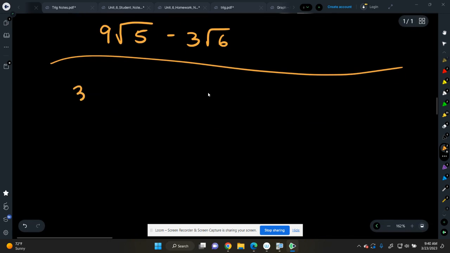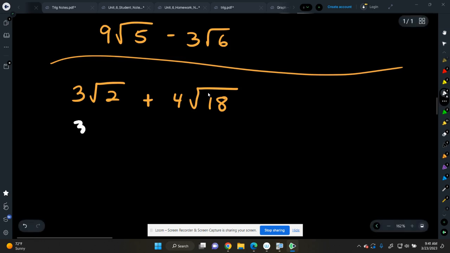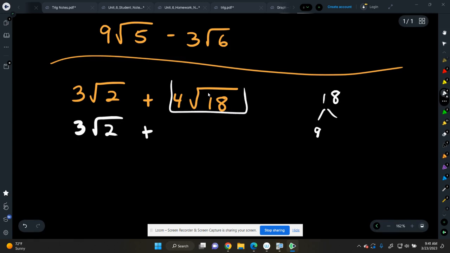Okay, it gets a little bit more complicated. Let's do 3 root 2 plus 4 root 18. So at first glance, that does not look like it's like terms. It looks like we can't do anything. But we always want to make sure everything is simplified before we make that decision. The 3 root 2 is definitely simplified, but this one is not, because the 18 can be rewritten as 9 times 2. So this is 4 root 9 times 2.